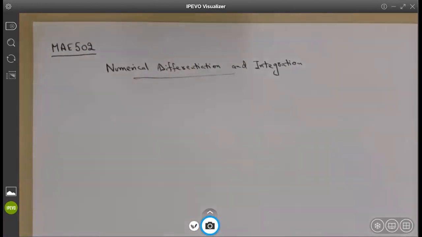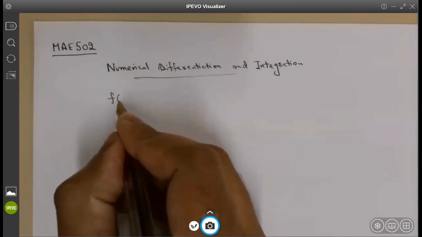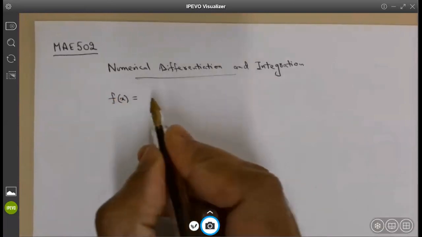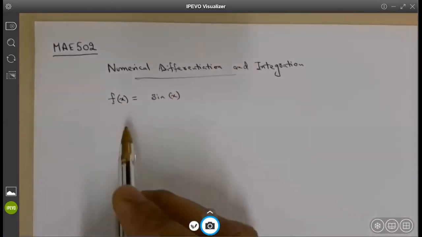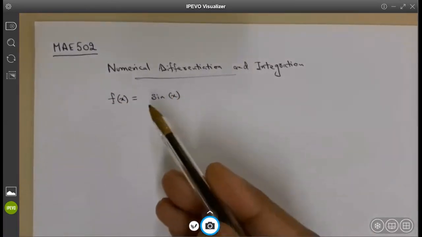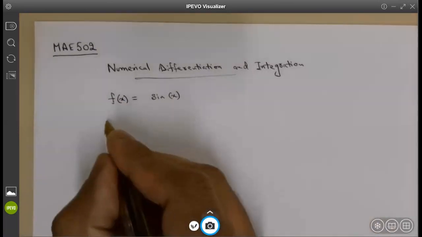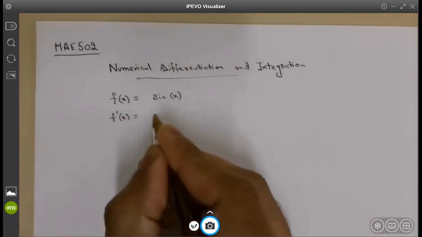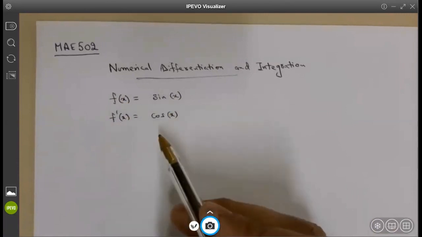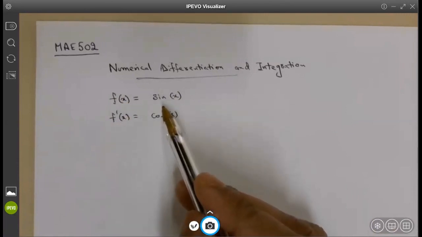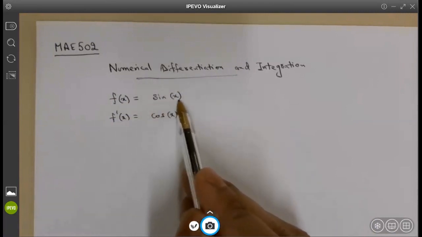Let's say you are given a specific function and you know that function has a specific analytical expression. For example, if you know the function is sine of x, you can easily take the derivative of this function with respect to x, and f prime of x would be cosine of x, and so on and so forth. You can basically take the derivative of the analytical expression. But what if you don't know the analytical expression?